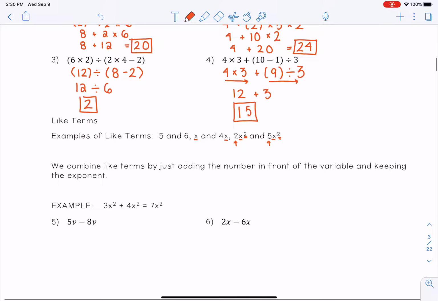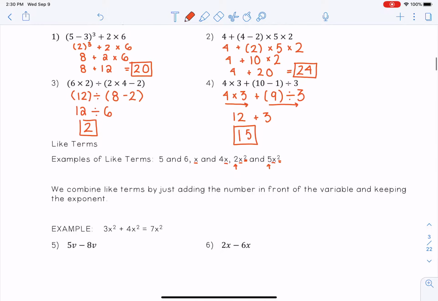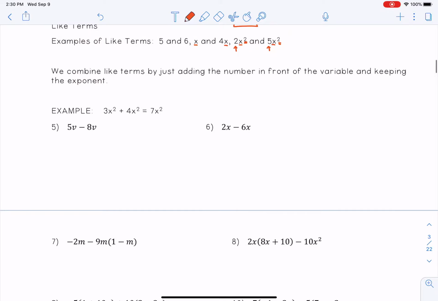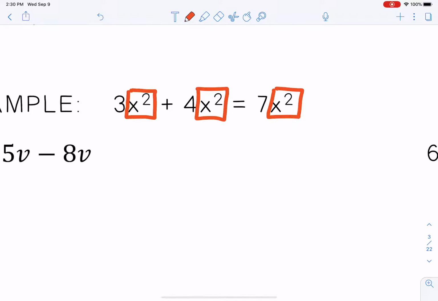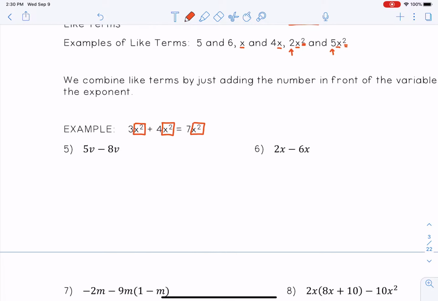We can combine like terms by just adding the number in front of the variable and keeping the exponent. So an example of this, I have 3x squareds plus 4x squareds, so I get 7 of them. So this x squared is my like term, so it might help you to box it, and then say I have 3 boxes plus 4 boxes, so I have 7 boxes.